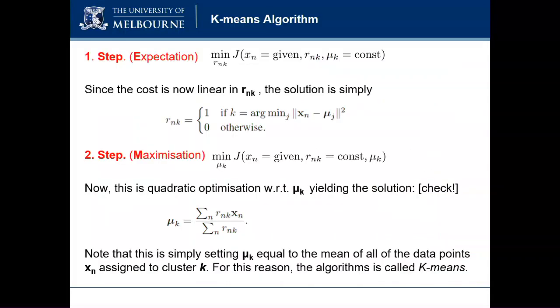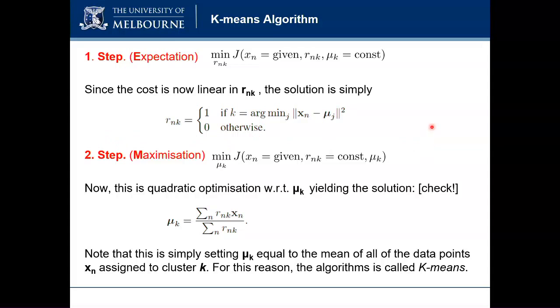Again, more formally, I want to minimize J with respect to r and mu. Because r_nk is an integer vector, I cannot take the derivative with respect to r, right? Because it's an integer. So I do this two-step process. One step: given the mu_k from the previous step, I make the assignments based on the closest distance, and I assign individual points to the closest cluster.